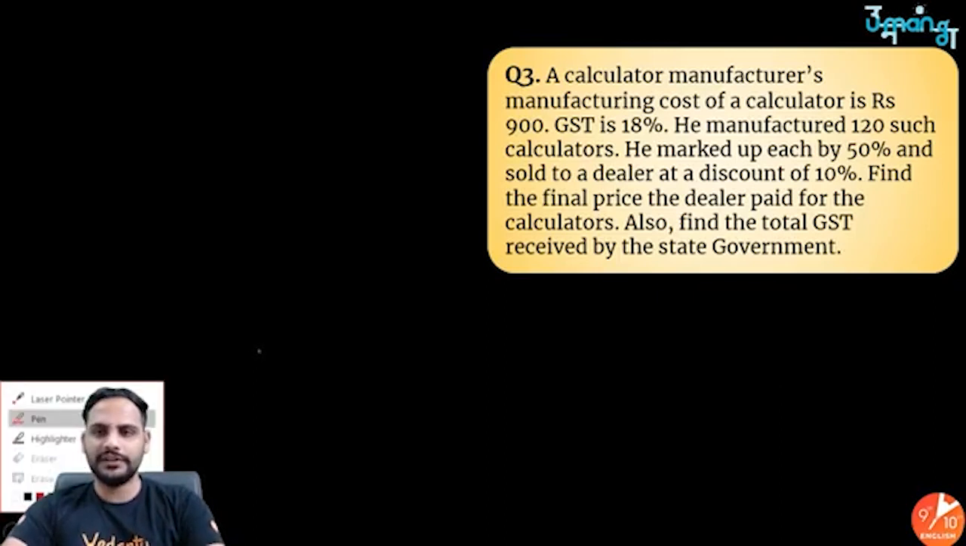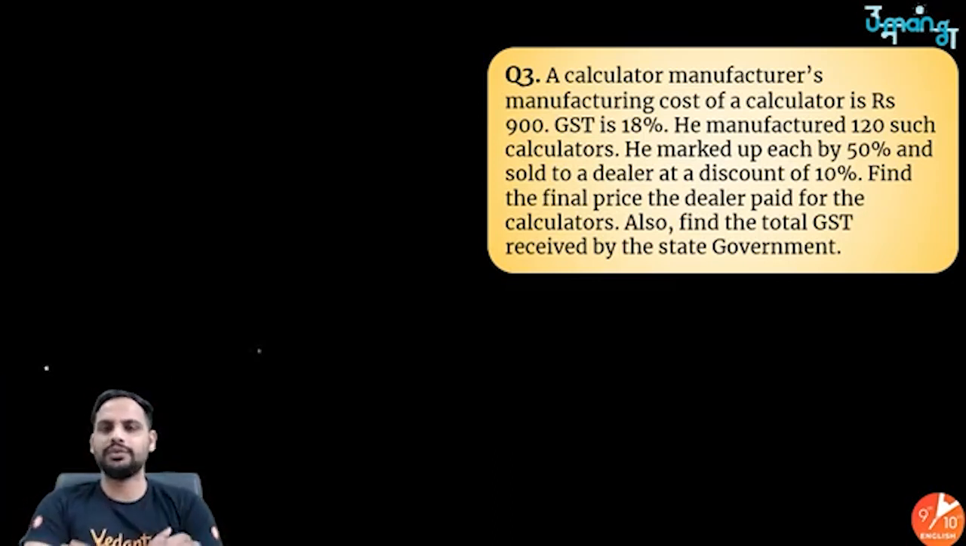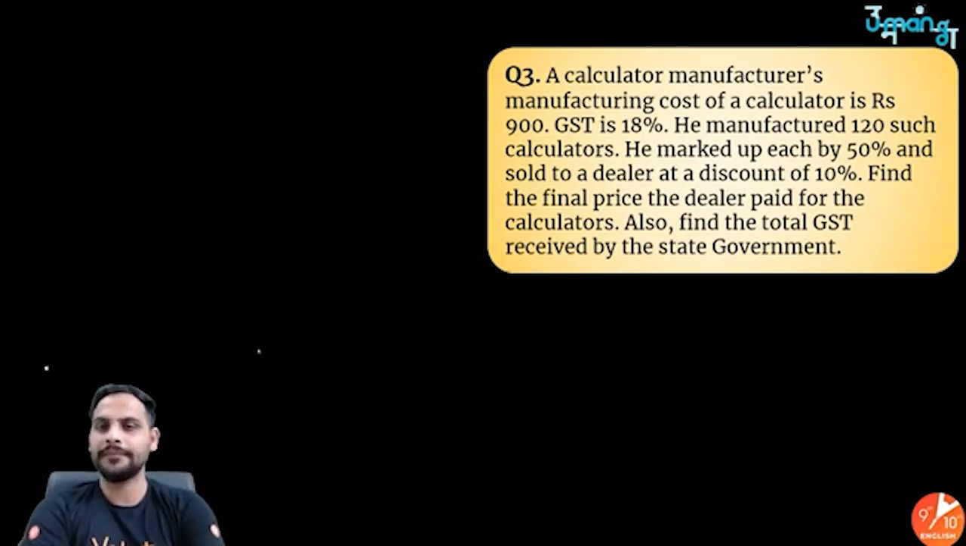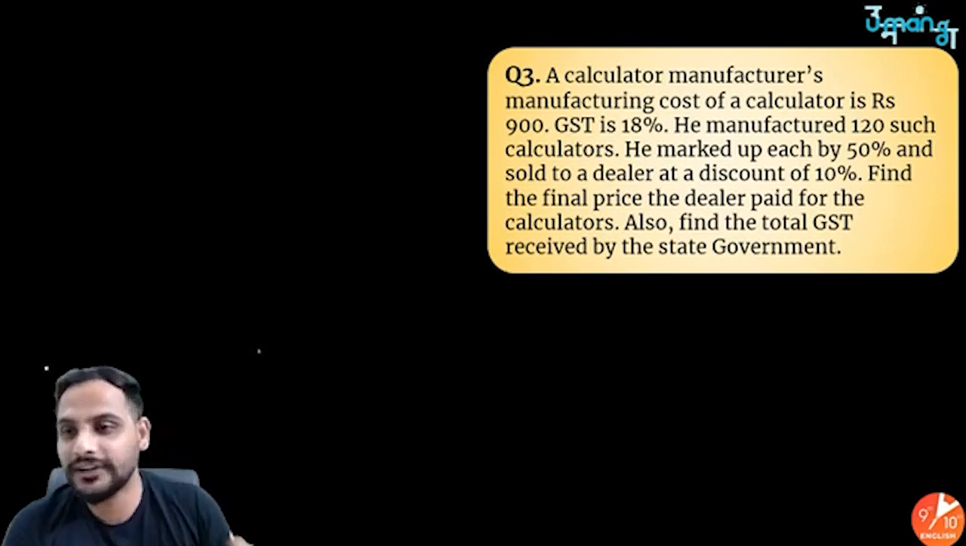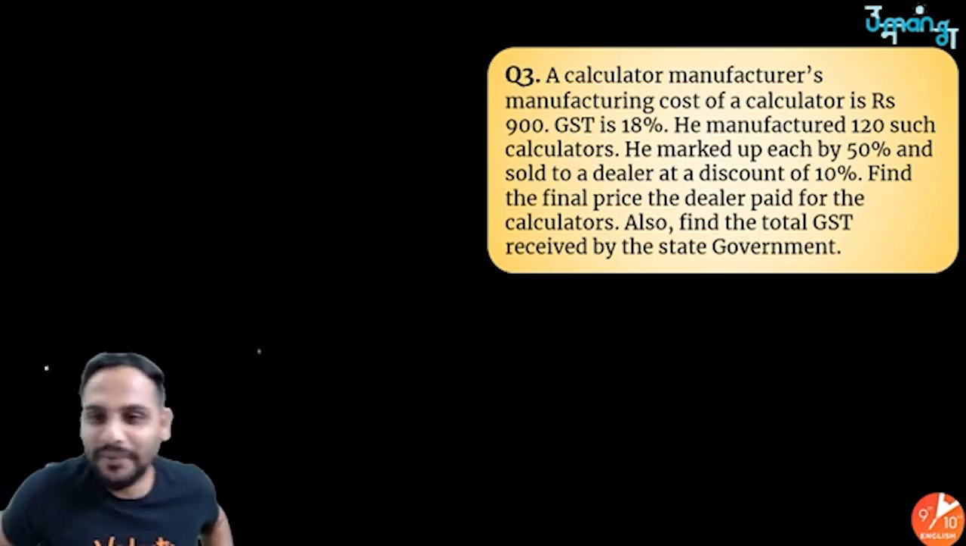Now, the next question is: a calculator's manufacturing cost is rupees 900. GST is 18%. A manufacturer manufactured 120 such calculators, marked up each by 50%, and sold them to a dealer at a discount of 10%. Now see how bright that manufacturer is.